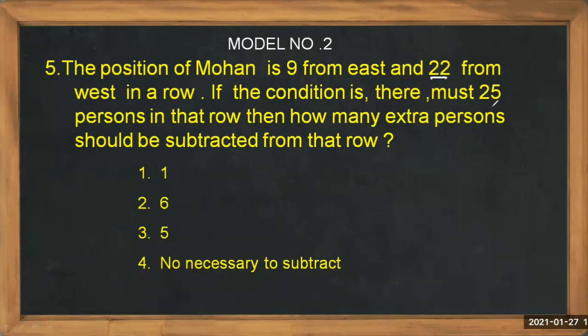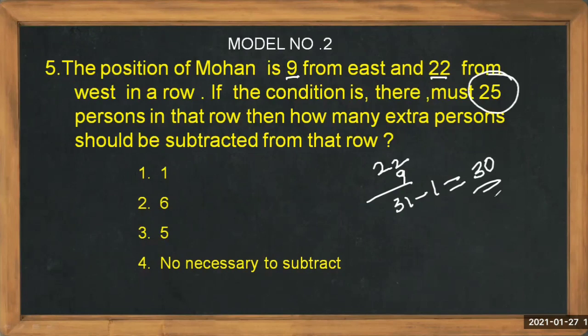Let us find the total number of students by using these two sides' ranks. What do you get, my friends? 22 plus 9 is equal to 31, and minus 1 is equal to 30. But there must be only 25 students. So we subtract 25 from 30, and as there are 5 extra students, the 5 extra students are subtracted from the row. Very simple. So the answer is 3.